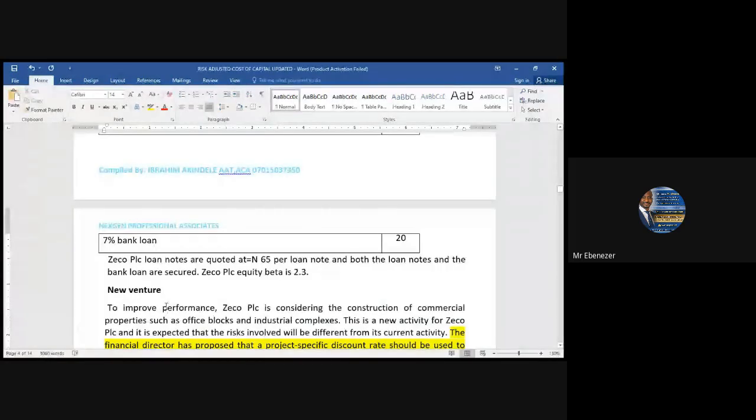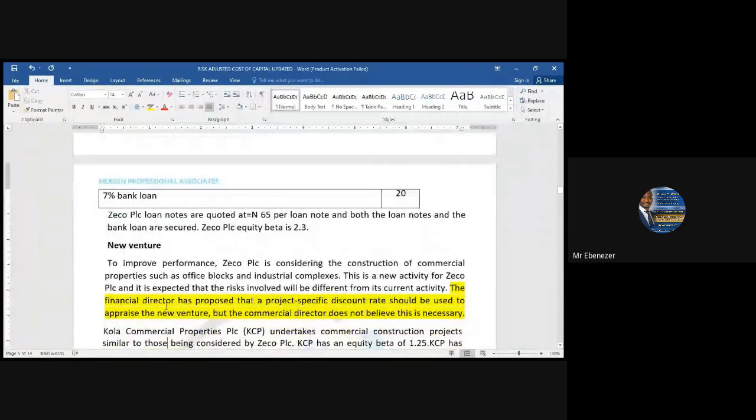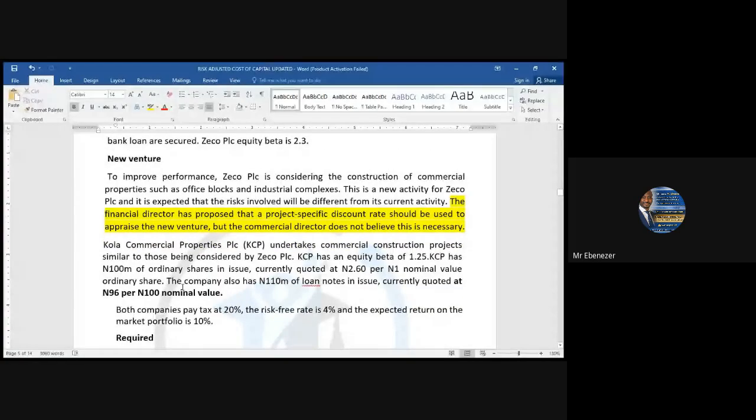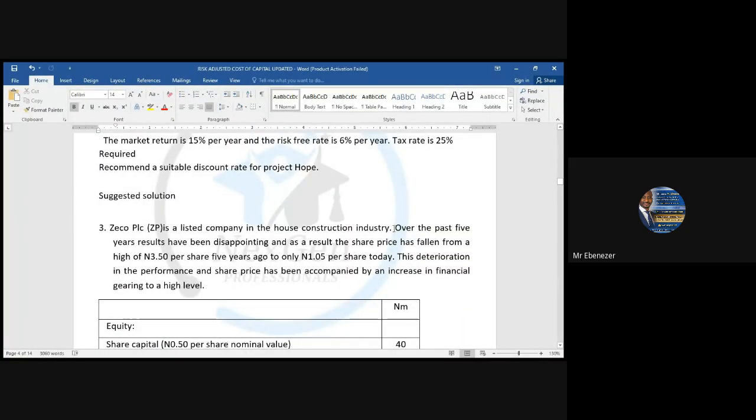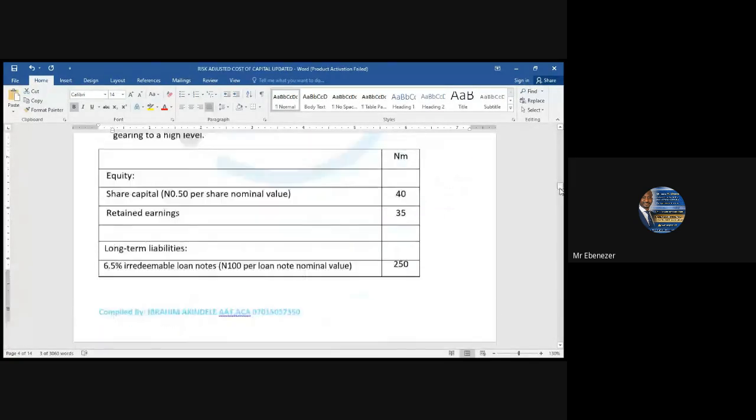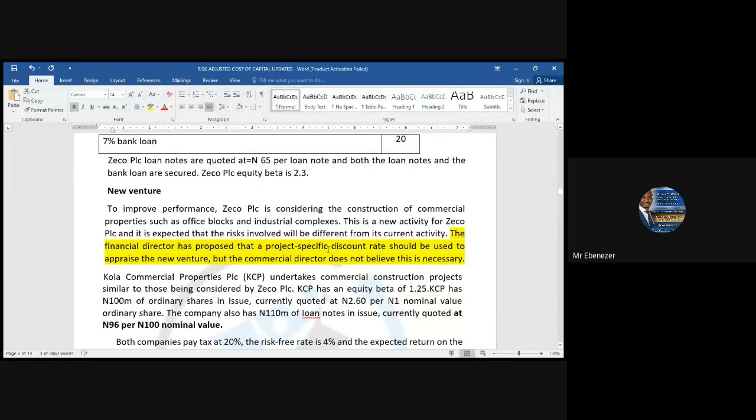Now, new venture to improve performance. ZECO PLC is considering the construction of commercial properties. Class, you can see what their main line of business was before. What is their main line of business? Let's check. They are into construction. Now, they are into house construction industry. Now, they want to go into what? The construction of what?